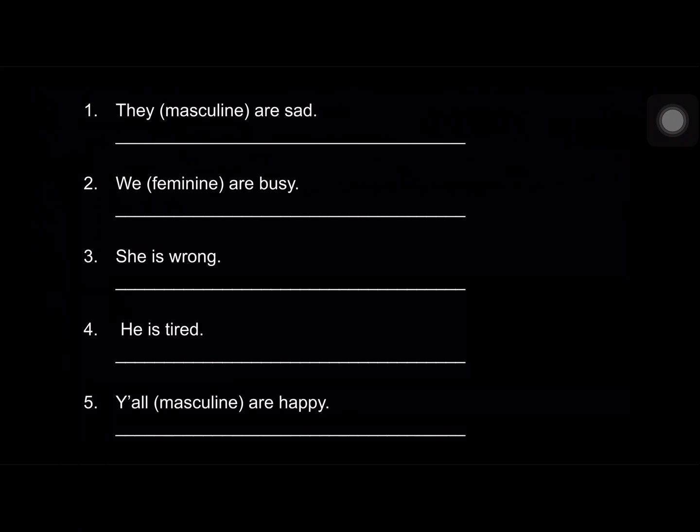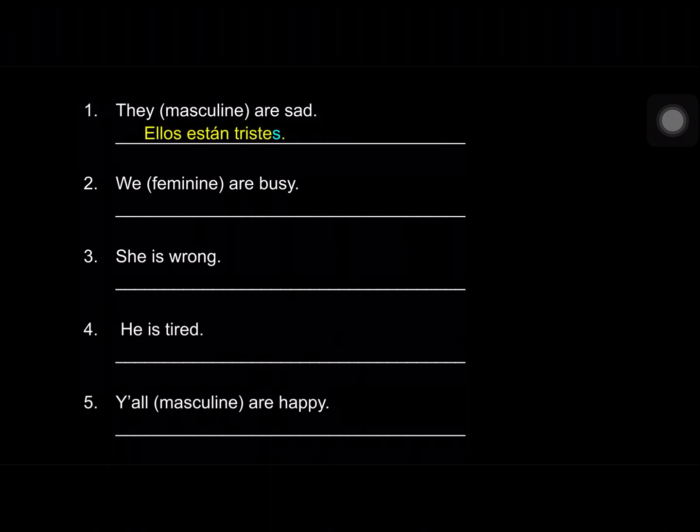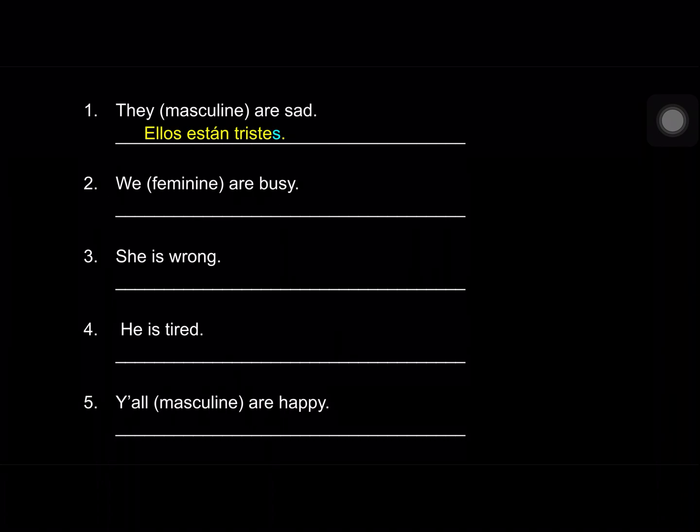Okay, and hopefully you got a chance to answer these. Let's talk about the answers and explain them away. If I want to say they are sad, well, they in Spanish is ellos. And if you look at your chart, the conjugated form of estar for they is están. And then we're going to say tristes. Remember, it's more than one person, so I didn't just say triste, I had to say tristes. Make it plural. Adjectives always have to match up.